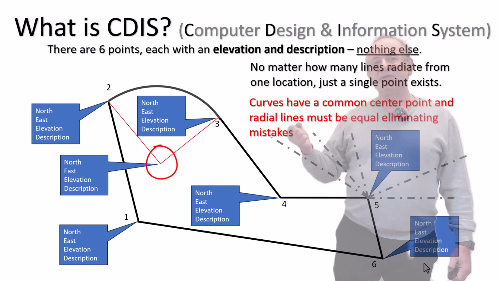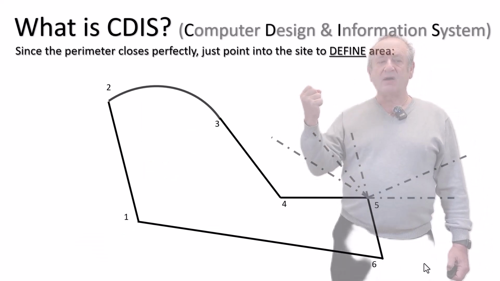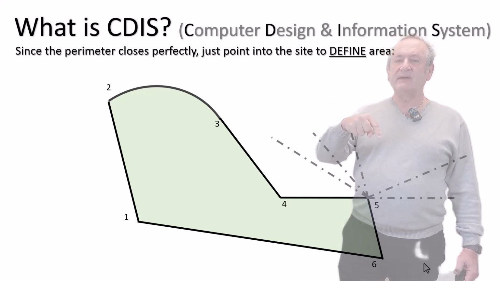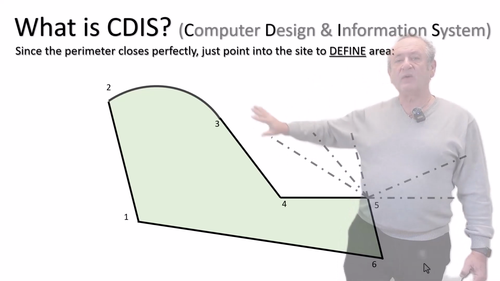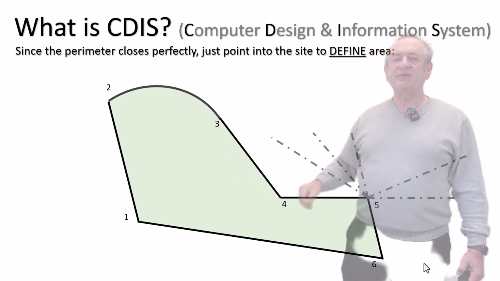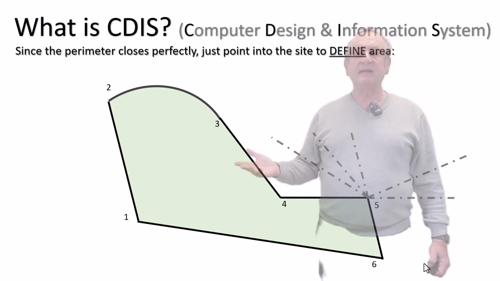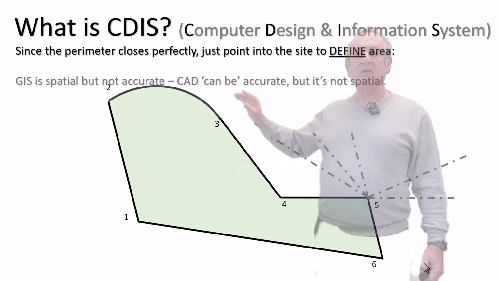Because these elements are all fused together, all we have to do to define an area is point inside a closed area and tell it what that area is, what type of surface that represents. Is it a lot? Is it a driveway? Is it a sidewalk? Is it a living room of a house? Is it a wall or a window?